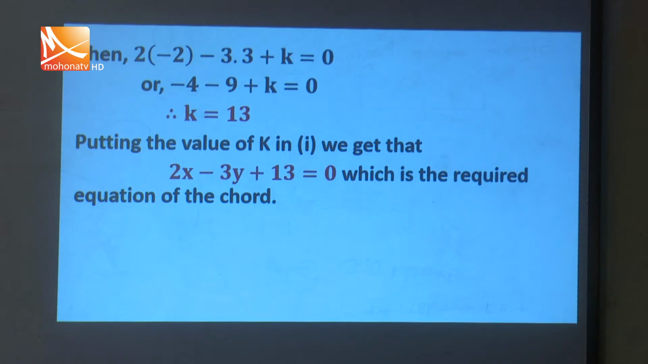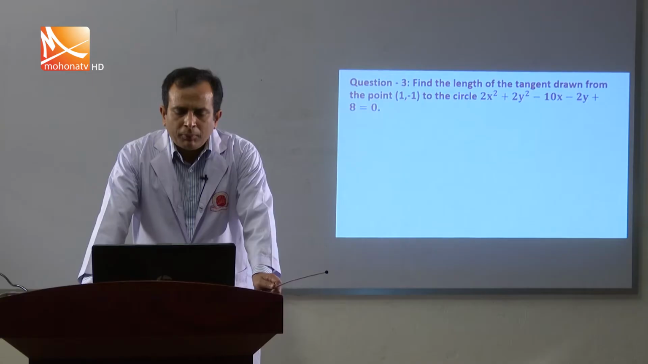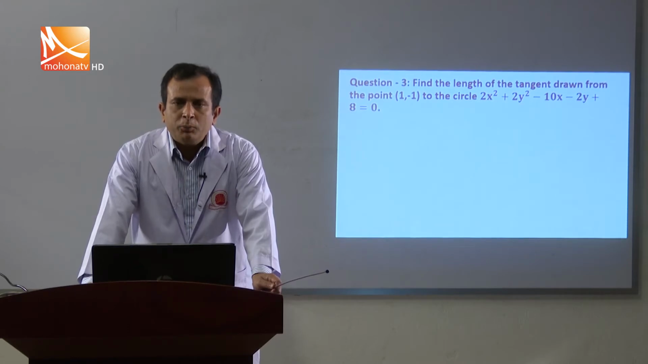I think, dear students, all have understood. Now we are going to see the next one. Question number 3. Find the length of the tangent drawn from the point (1, -1) to the circle 2x² + 2y² - 10x - 2y + 8 = 0.